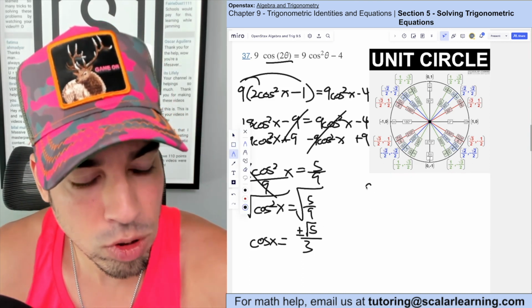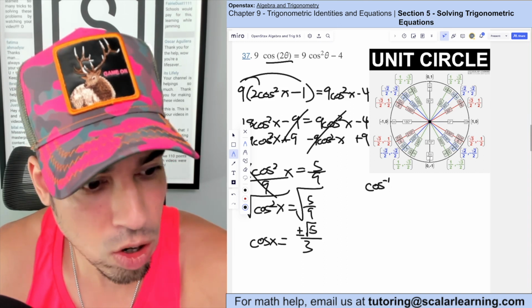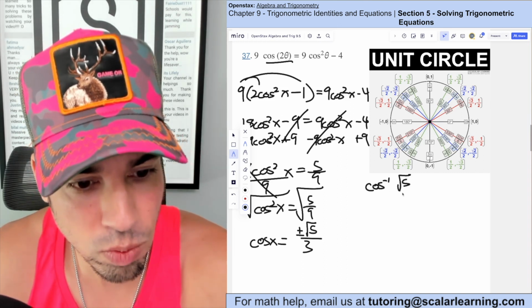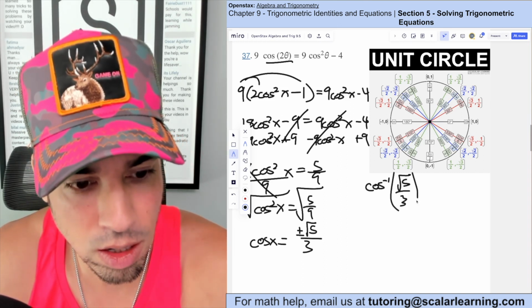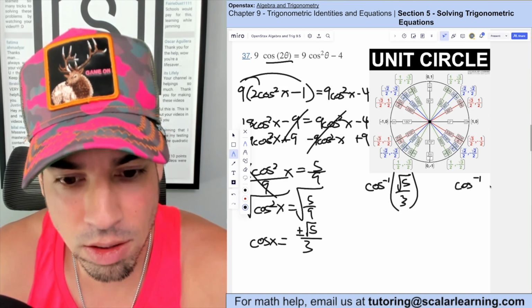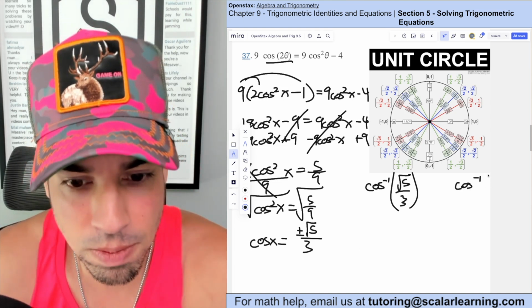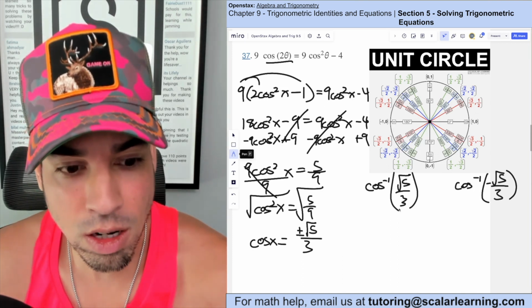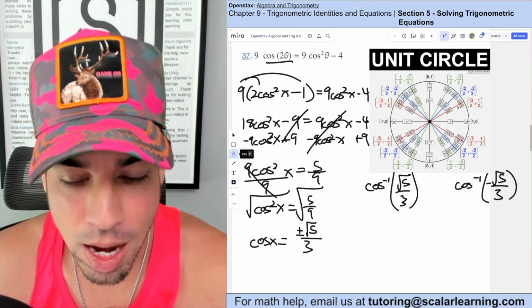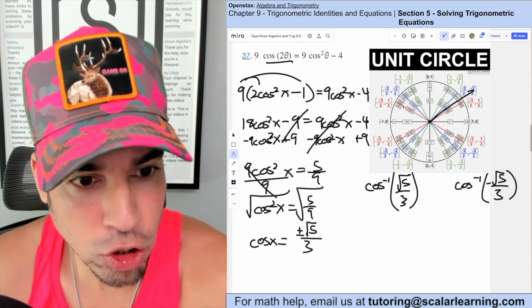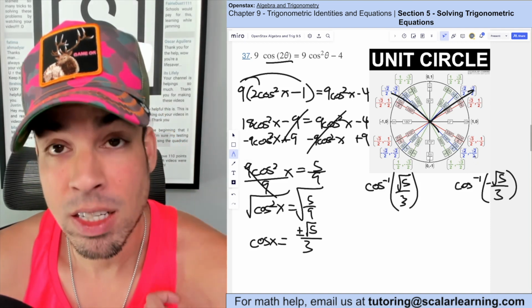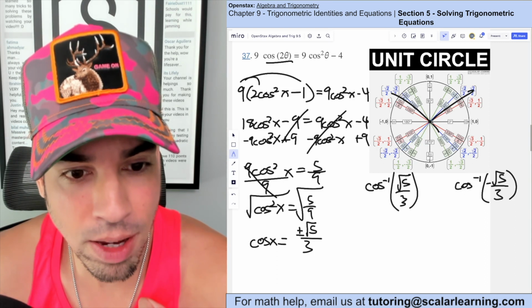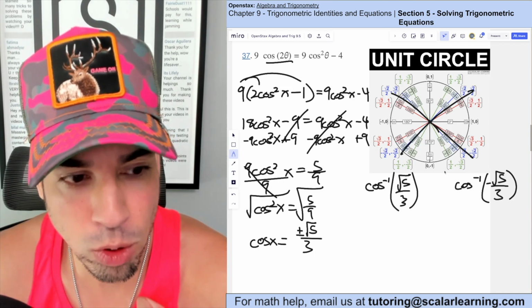So my first two solutions are going to be arc cosine of positive root 5 over 3, and then arc cosine of negative root 5 over 3, right? The plus or minus. But now that we have these two values, imagine, where are these going to come back? These are coming back to values in the first quadrant and second quadrant. But again, it's plus or minus. So we should also have values in the third quadrant and fourth quadrant, okay?